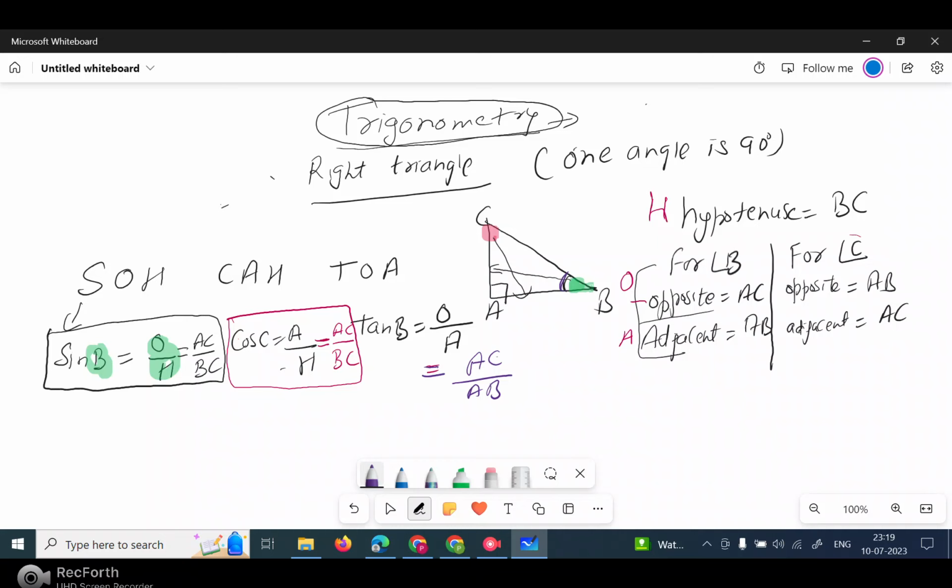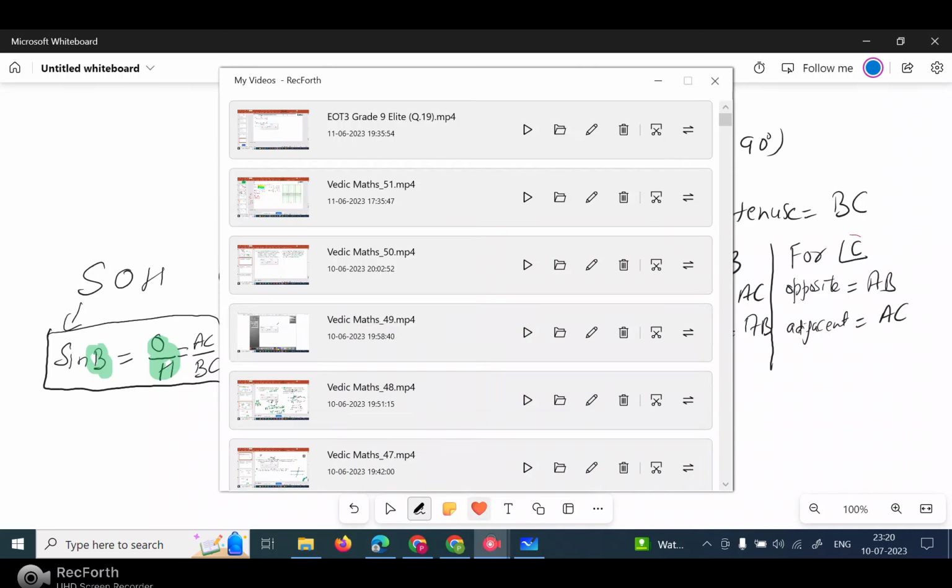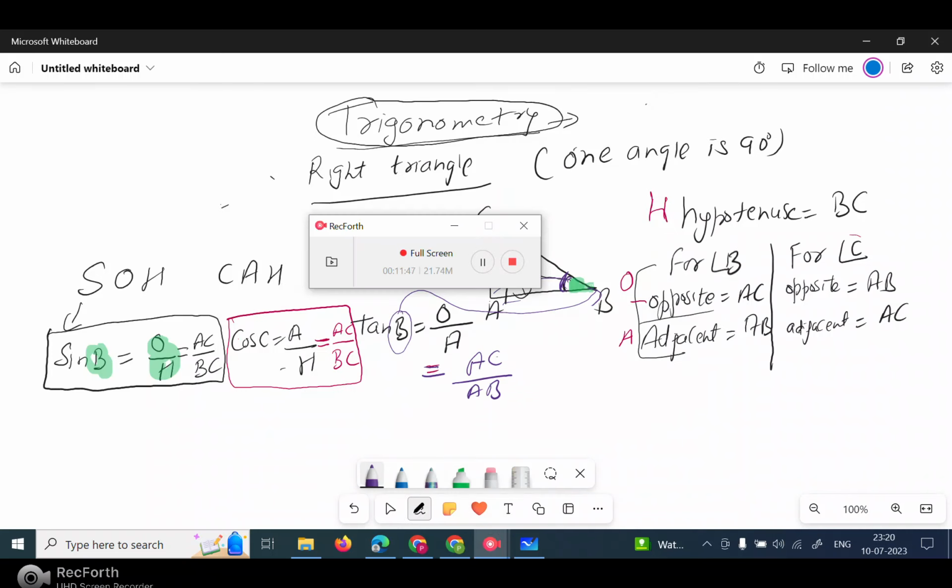So you have to be very particular, and if you do not want to write every time, go to that particular angle. Here I want to go to B, so go to B. And what side is opposite to B? That will become opposite, O. And hypotenuse is always opposite to the right angle, so the third side will become your adjacent.